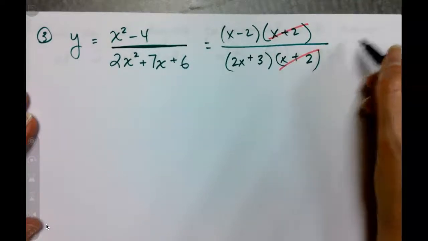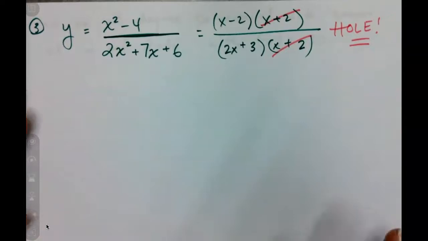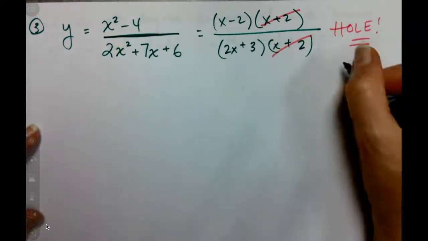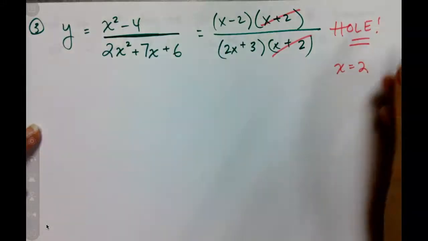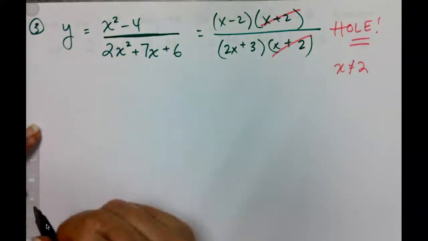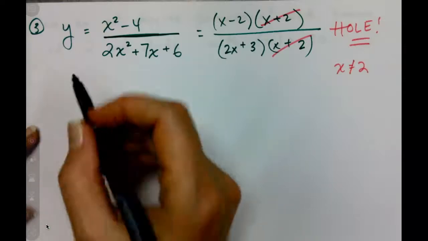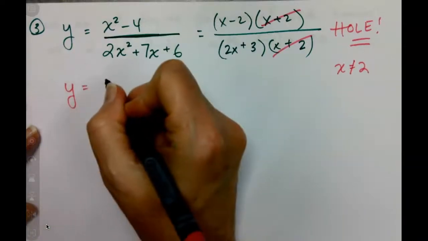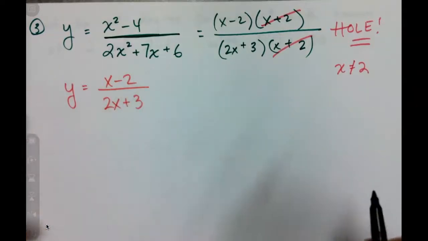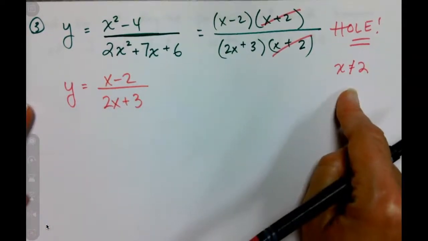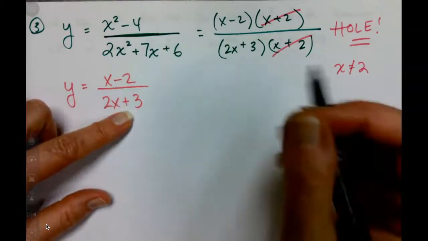And when a factor cancels, it creates a point of discontinuity on the graph, which is a hole. So that means we are going to have a hole at x equals 2, which also means that x cannot equal 2 in terms of the domain. So what remains? Our simplified function is x minus 2 over 2x plus 3. So we'll deal with the hole last, because first thing I see is we do have a vertical asymptote that's going to remain.